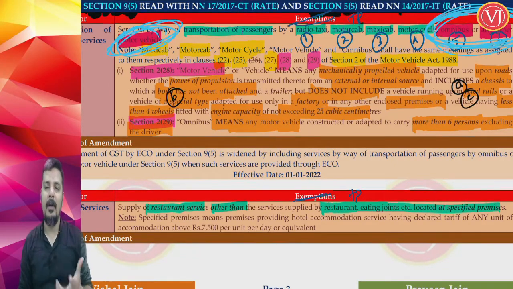Now one might wonder what is meant by specified premises. Specified premises means a hotel where you go and stay. So specified premises means a premises which is providing hotel accommodation services, and it is having declared tariff value of any unit. Even a single room's declared tariff value, if it is above 7,500 per unit per day or equivalent, then we are not talking about this scenario.